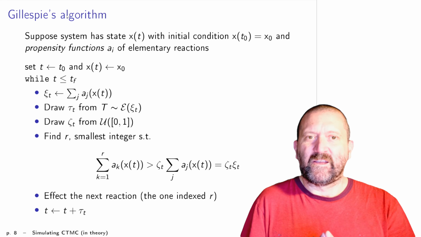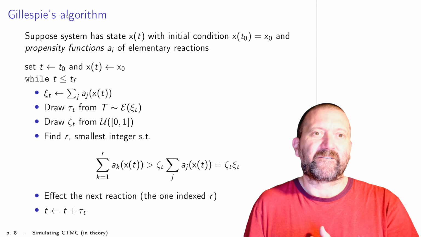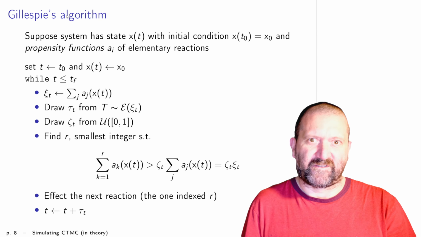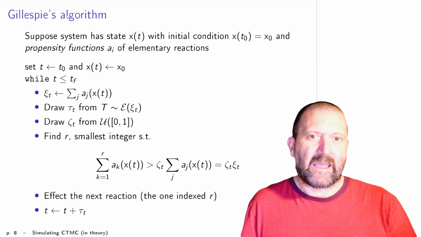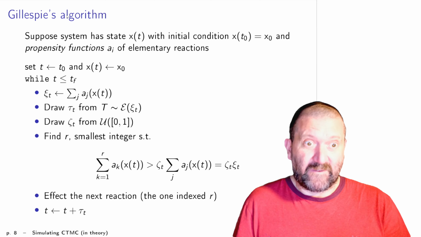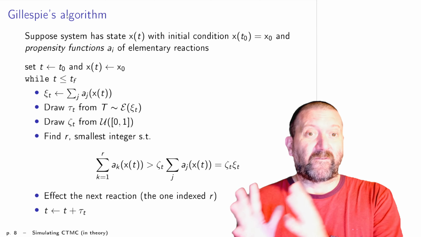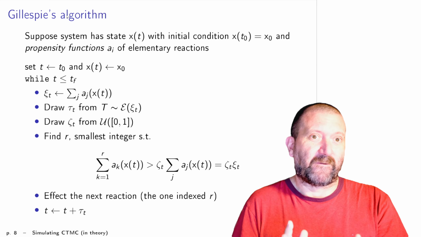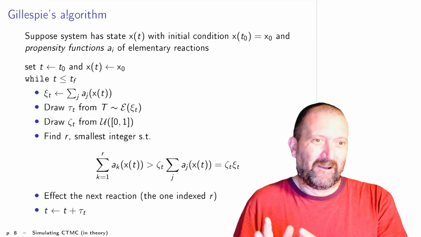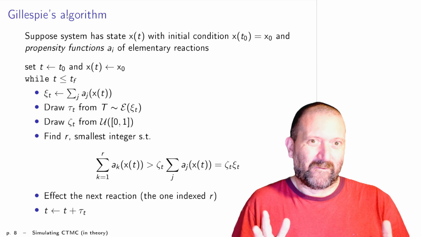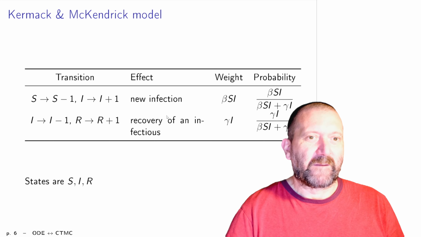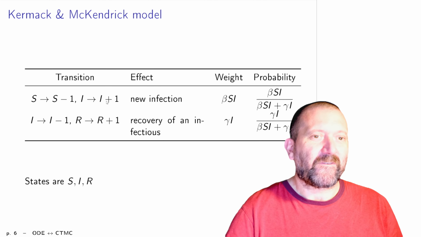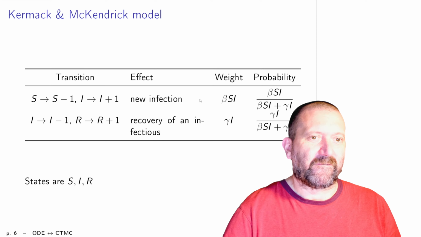So if x of t is your state at time t and your initial condition at time t0 is x0, then we define what are called propensity functions, a_i, of what are called the elementary reactions. To come back to what I was just showing you, the propensity functions are essentially those rates that we were talking about. The elementary reactions are what I've called effect here, so new infection, etc. And this is what they result in, and these are the propensity functions.